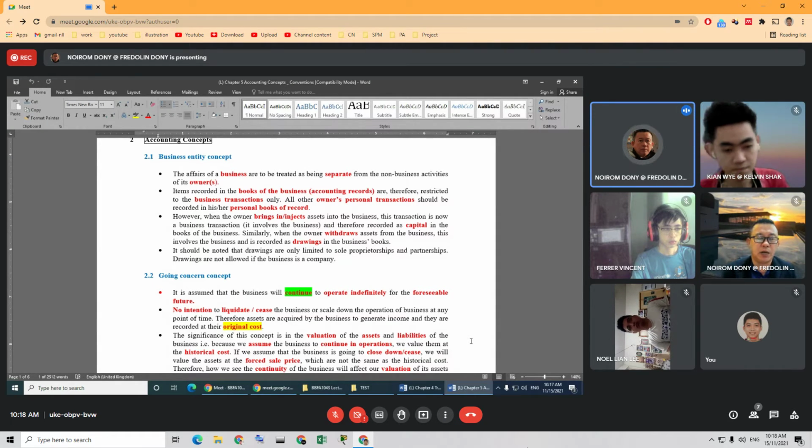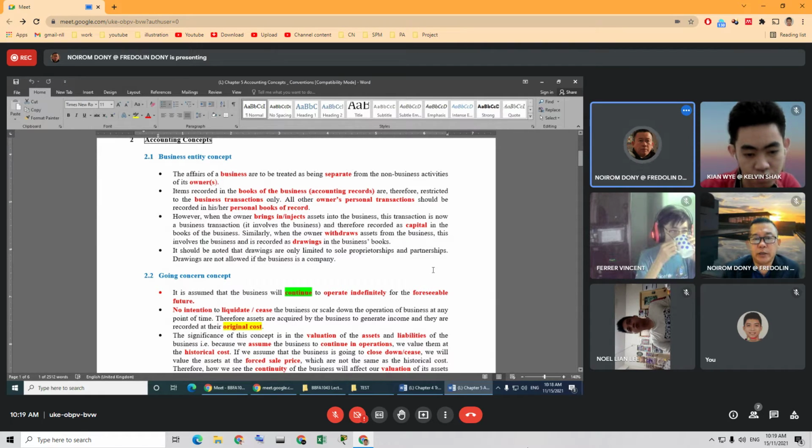So let's say they have taken out cash and paid for personal insurance or tuition fee. They don't record tuition fee or personal insurance separately, because this is considered a personal transaction. So they group them into one account known as the drawings account. Items recorded in the books of business accounting record are therefore restricted to business transactions only. All the other personal transactions of the owner will not be recorded in this book.